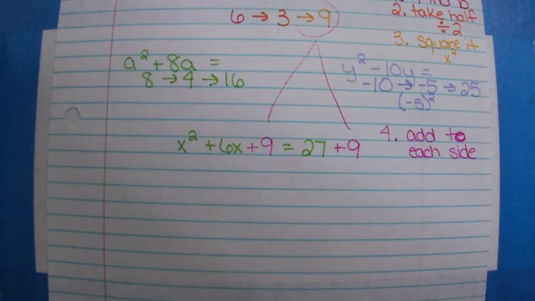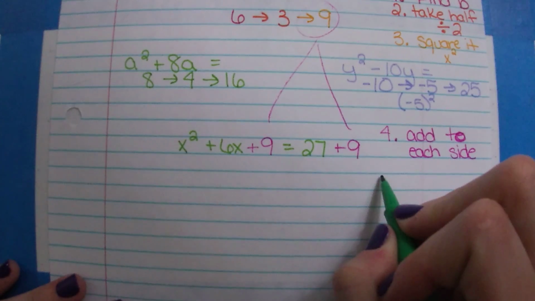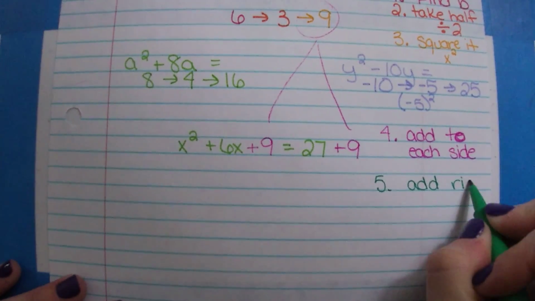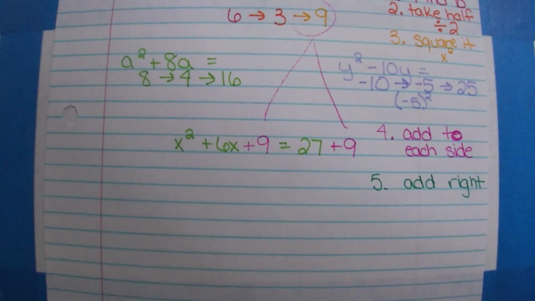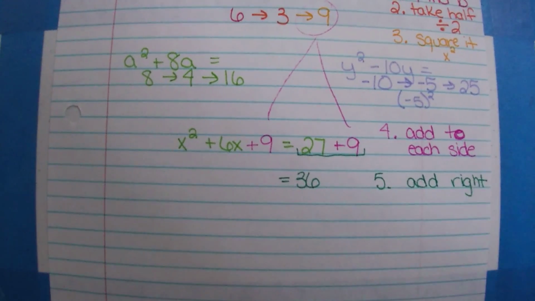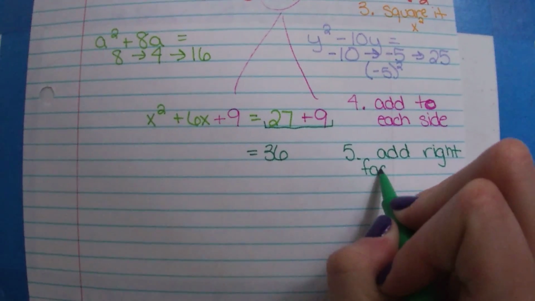Okay, so right now, other than taking half and squaring, we can do that in a calculator. This is not complex level math. So again, continuing our next step. Step number 5 says that we are going to add the right side, which is a piece of cake. Whether you're using a calculator or doing it in your head, we just want to take this 27 plus 9, which equals 36.